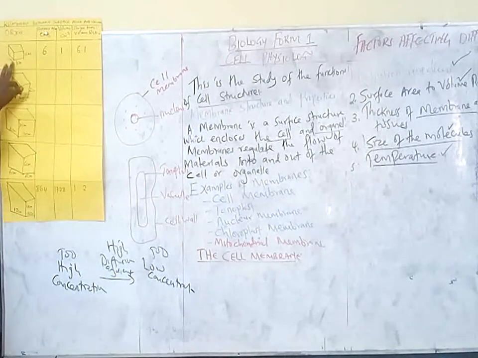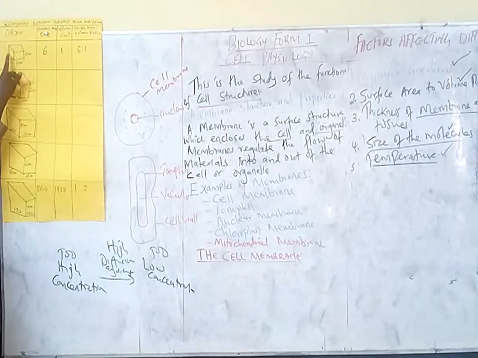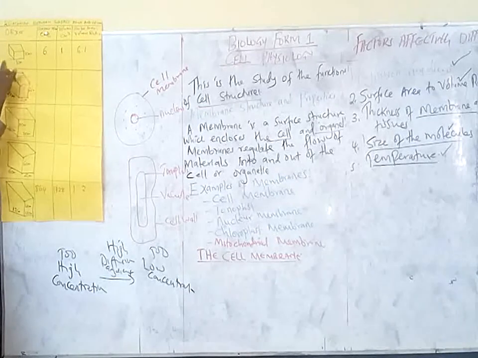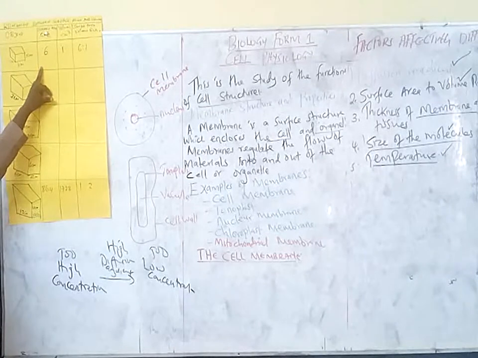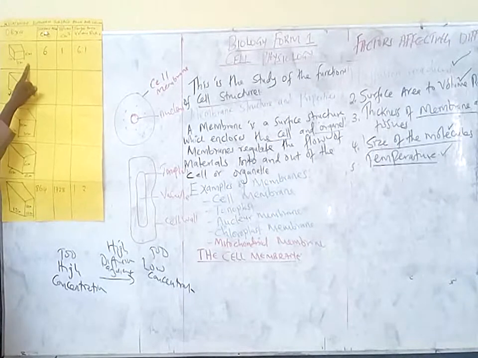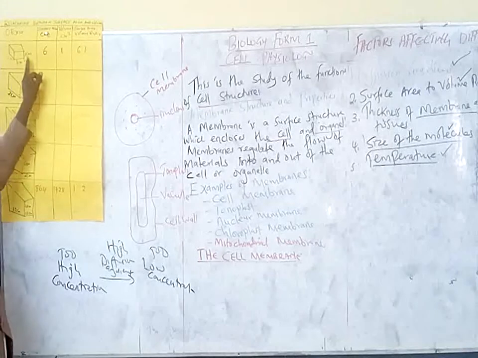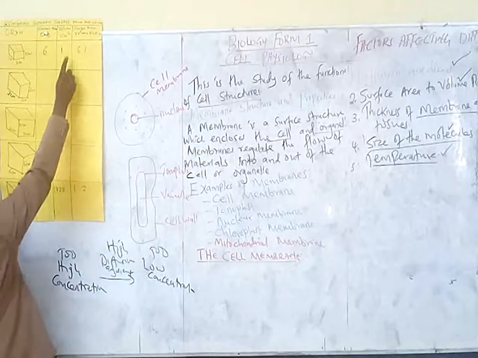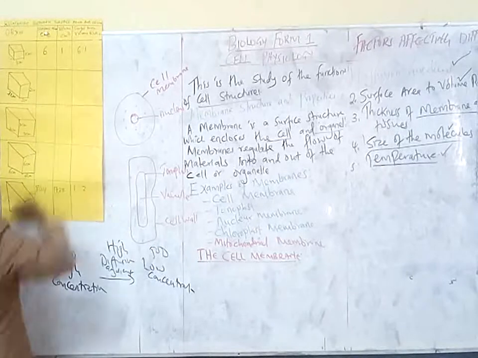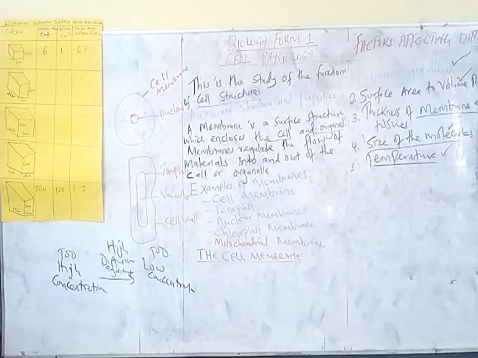If you look at the surface area here, 1 by 1 multiplied by how many faces? 1, 2, 3, 4, 5, 6. You get 6 centimeter square. What about the volume? Length times width times height. That means 1 times 1 times 1, which is 1 centimeter cube. What is the ratio? 6 to 1. I've done this one for you.